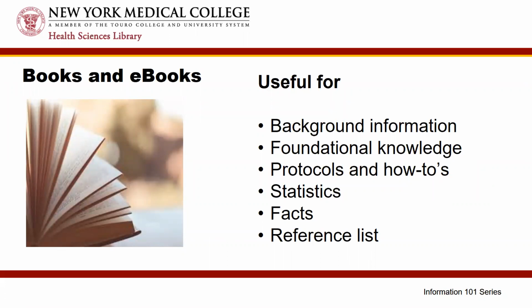Books are offered in print or electronically and include textbooks, reference materials like dictionaries, encyclopedias, handbooks and manuals, histories such as biographies, and other scholarly works. Books are often useful in the first stage of your research, if you're looking for background information, foundational knowledge or how-tos, statistics, or to document other known facts. If you find a book about a topic similar to your own, it is helpful to use the book's reference list to guide you to more resources.